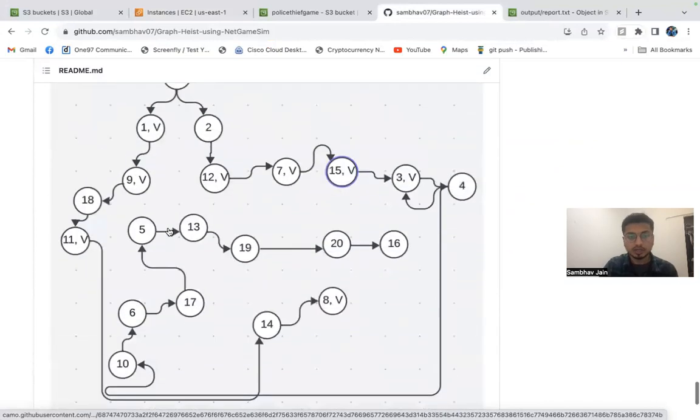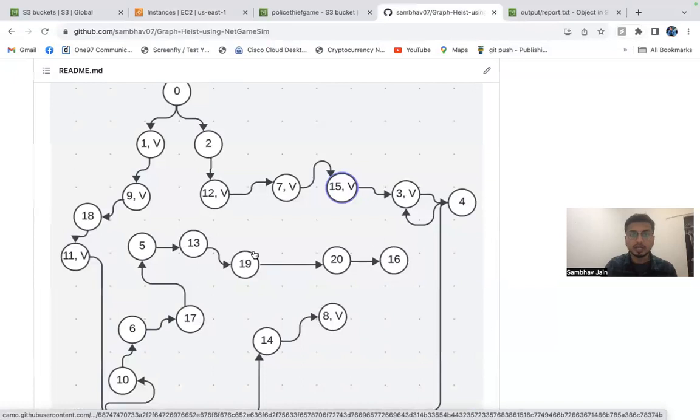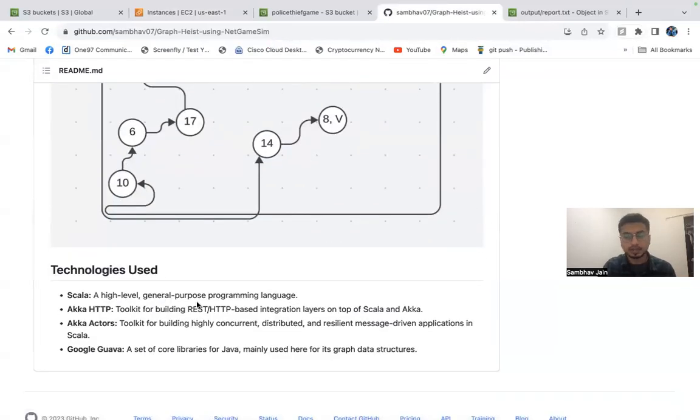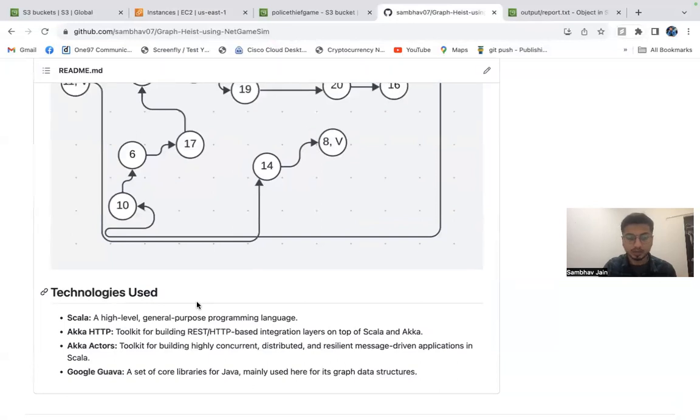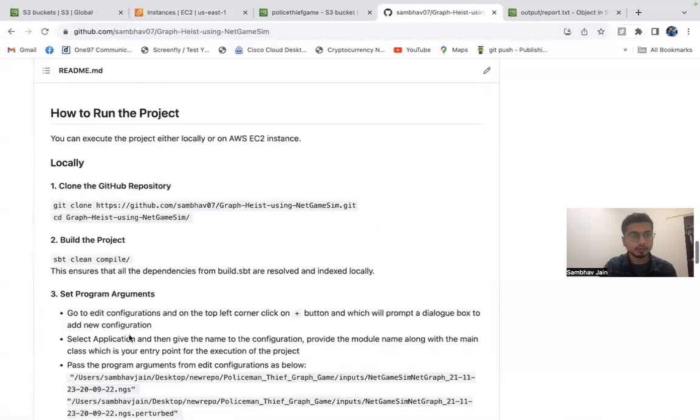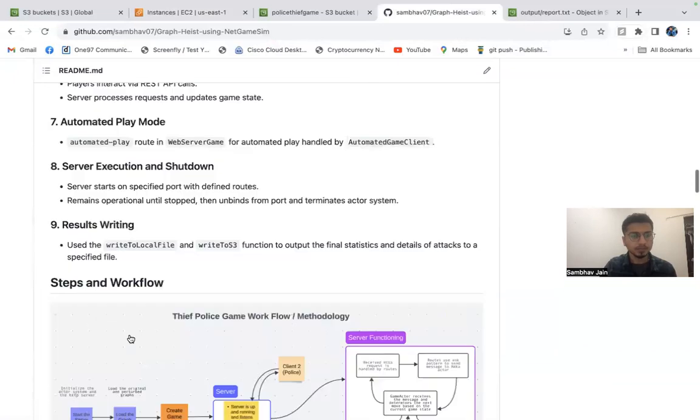And this is a sample graph that we had been working on while playing the game to understand. And the technologies used: we are using Scala and Akka HTTP, which is the heart of the project right now, and the actors, and the Google Guava obviously for representing our graph here.